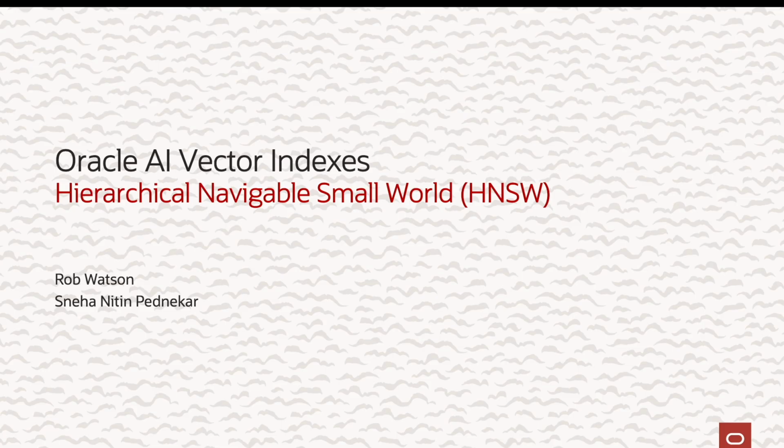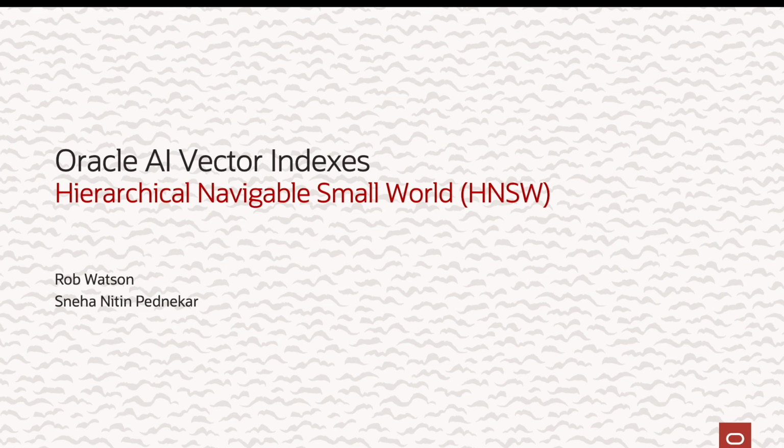What really shapes performance and accuracy is how vectors are indexed inside the database. In this video, Sneha and myself will focus on one type of vector index, the Hierarchical Navigable Small World Index, or HNSW, and how this is used within the Oracle database 26AI for in-memory vector searches. We'll explain how it works, how Oracle implements it, and what makes it effective for production AI workloads.